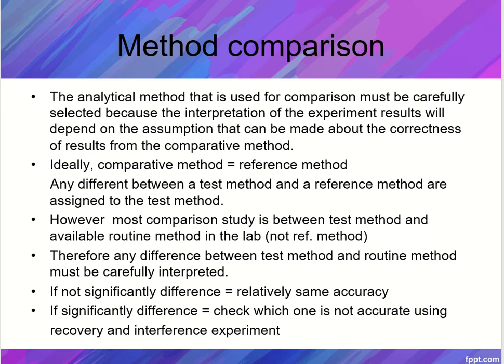However, most comparison studies are between the test method and the available routine method in the lab, not the reference method. Therefore, any difference between the test method and the routine method must be carefully interpreted. If there is no significant difference, it means there is relatively the same accuracy between the test method and the routine method. If there is a significant difference, we need to check which one is not accurate using a recovery experiment, interference experiment, or any other way.